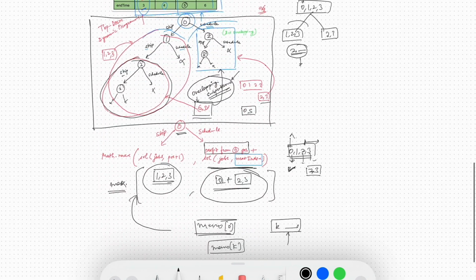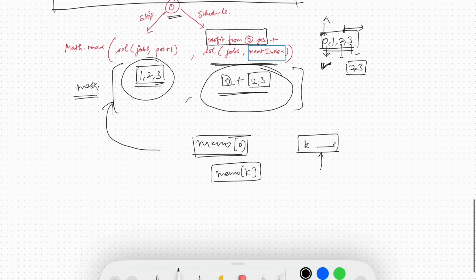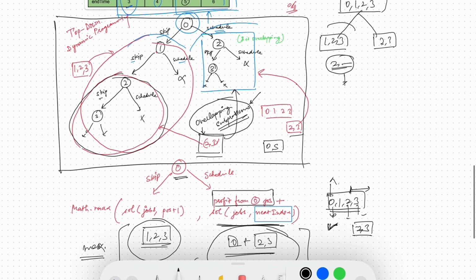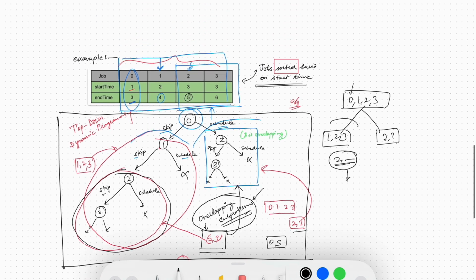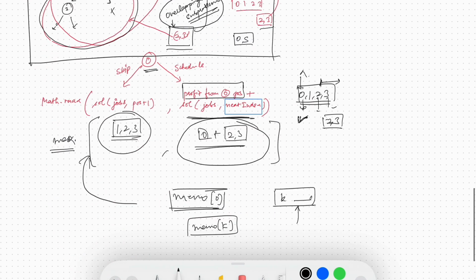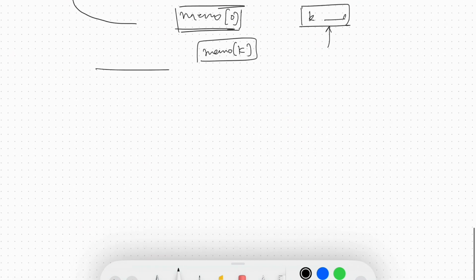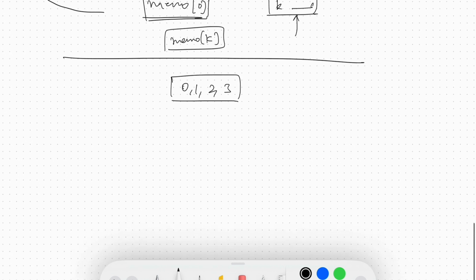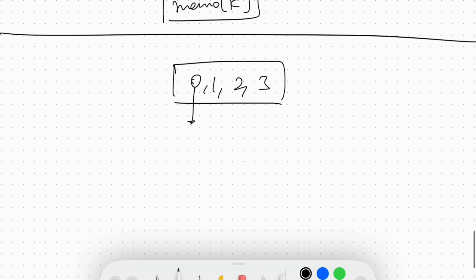Okay, now let's first try to code the top-down approach of this problem. Here we have a catch, for the same reason it is mentioned as hard. Let's say we have 0, 1, 2, 3 jobs. If we are not considering the 0, then it is fine, we can move to the first job. If we are considering 0, it means we have to iterate over this array to see what is the next index.